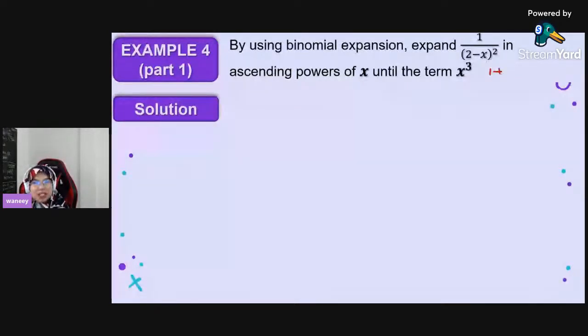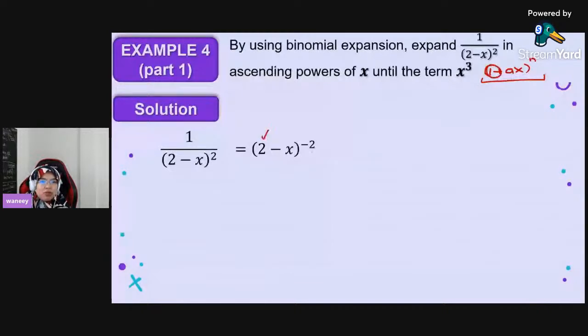The formula is 1 plus ax to the power of n. So I don't have the formula for 1 over something. What we should do is bring this one up first. So bring them up, and we have 2 minus x to the power of negative 2. But we still have a problem, because if I want to use the formula, I must have 1 in front, but this number is 2. They are not 1. Therefore, I should factorize the 2 out first.